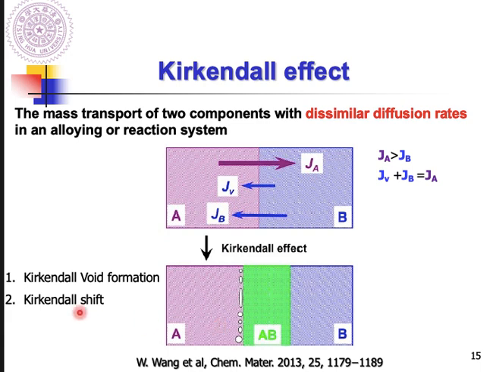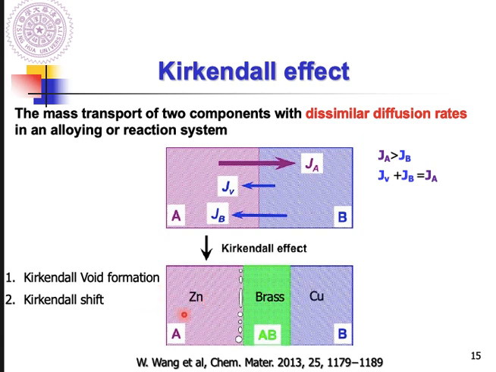The other characteristic we call the plane shift, or Kirkendall shift, which means the interface shifts due to JA being larger than JB. That means more A moves to the right-hand side, which pushes the interface toward the left-hand side. So the interface is going to shift under these conditions. We call this the Kirkendall shift.